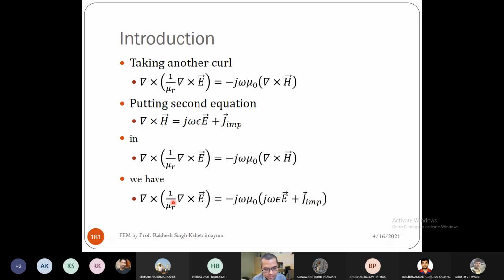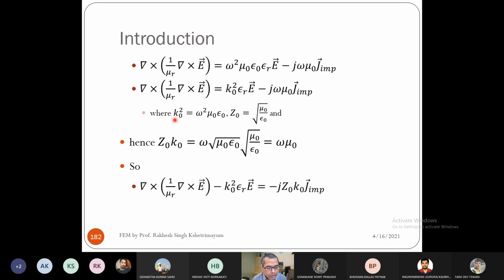So you can further simplify it. First thing is, what is K naught square? K is the wave number for free space. You can express it in terms of material parameters as omega square mu naught epsilon naught. So this first term here actually has omega square mu naught epsilon naught, so you can just replace this by K naught square. So this is what we have here.